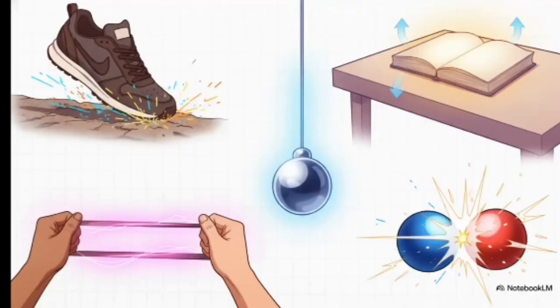Let's break down those contact forces first, because when things actually touch, physics happens. We see friction working against the soles of our shoes when we walk. There's normal reaction, which is literally just a table pushing upward on a book so it doesn't fall right through. Then you've got tension, like the force in a taut string holding up a pendulum, restoring forces that snap a stretched rubber band right back to its original shape, and collision, the intense force when two things, like a couple of rolling balls, just crash into each other and bounce away.